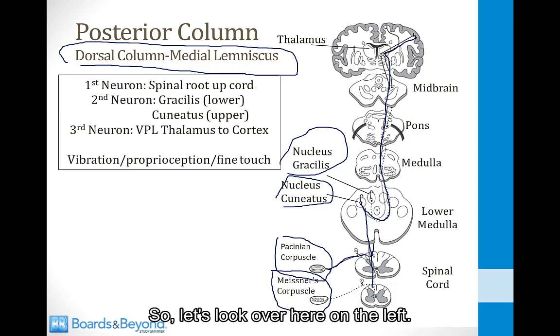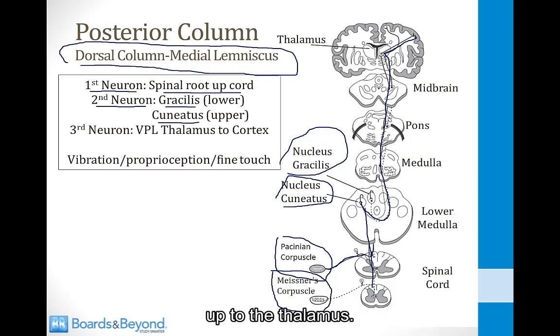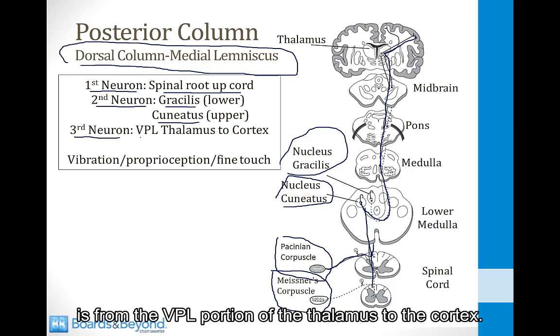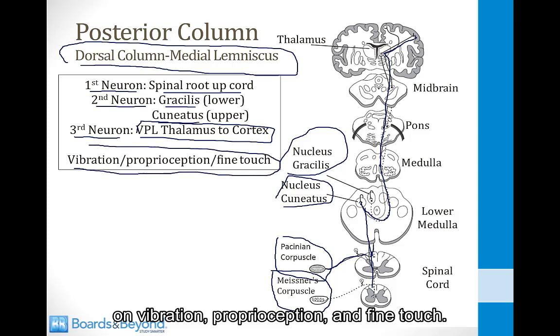So let's look over here on the left. Just like the spinothalamic tract, this is a 3-neuron system. The first neuron is in the periphery and then sends information up the cord. The second neuron is from the gracilis or the cuneatus up to the thalamus. And then the third neuron, just like the spinothalamic tract, is from the VPL portion of the thalamus to the cortex. And this is carrying sensory information on vibration, proprioception, and fine touch.